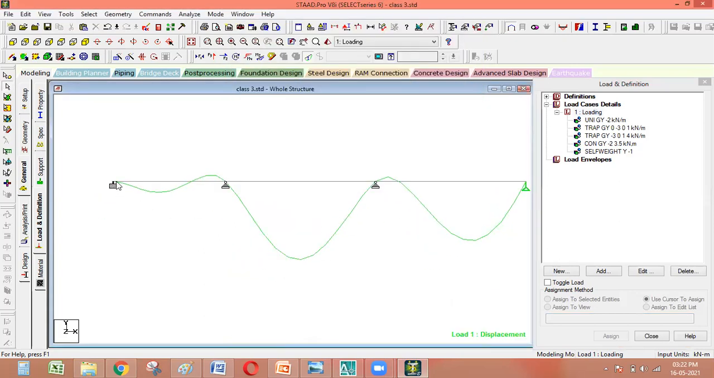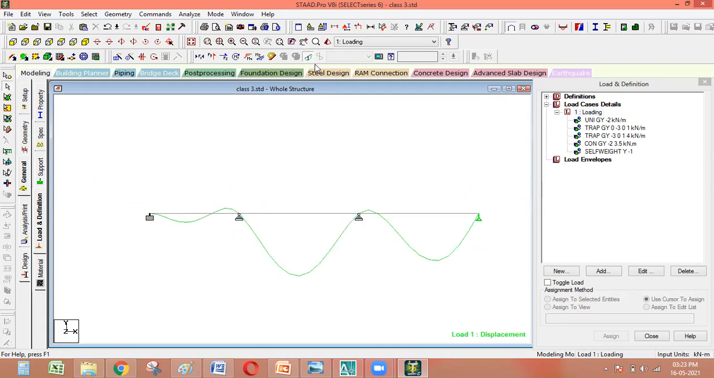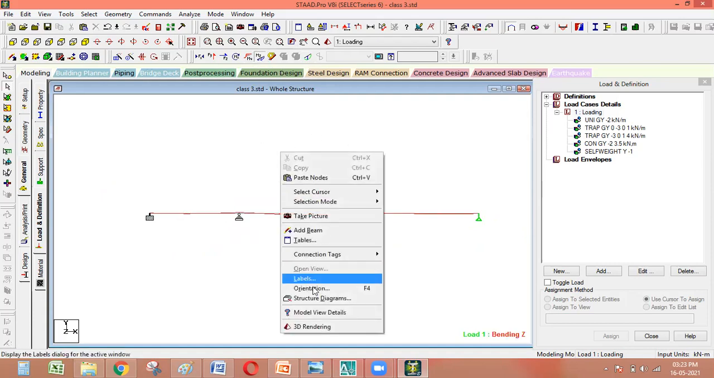You can see here, since it is a fixed support, you will have tension at the top, and at the midspan you have tension at the bottom, and near the support you have tension at the top, tension at the bottom, tension at the top. And here you will not have tension because the support is the roller support. Right? This is the deflection diagram.